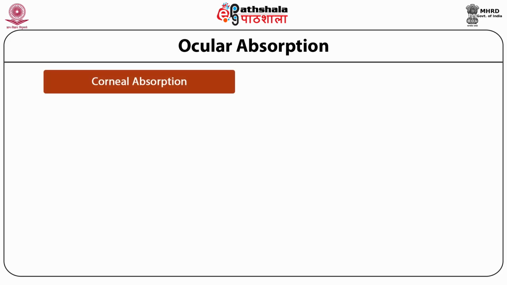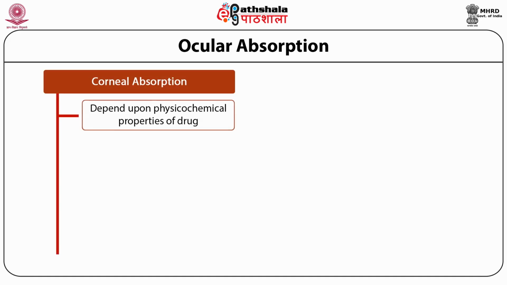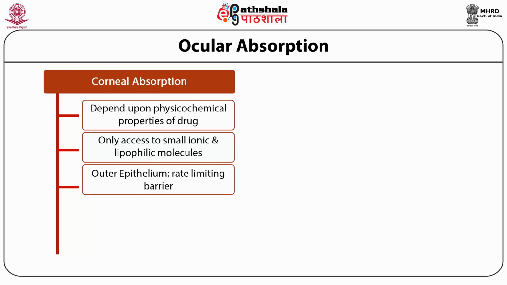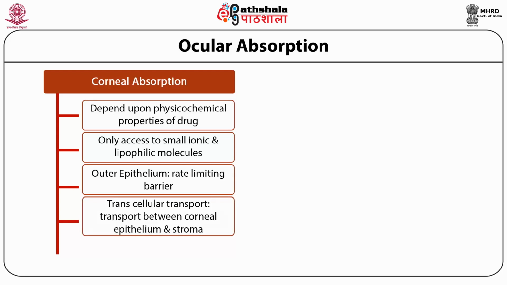Corneal absorption depends upon the physicochemical properties of the drug. It can only be related to drugs which are small, ionic and lipophilic molecules, and the outer epithelium usually becomes the rate-limiting barrier for this type of absorption. The transcellular transport, the transport between the corneal epithelium and stroma, is affected. This is a typical pathway taken by drugs like pilocarpine.